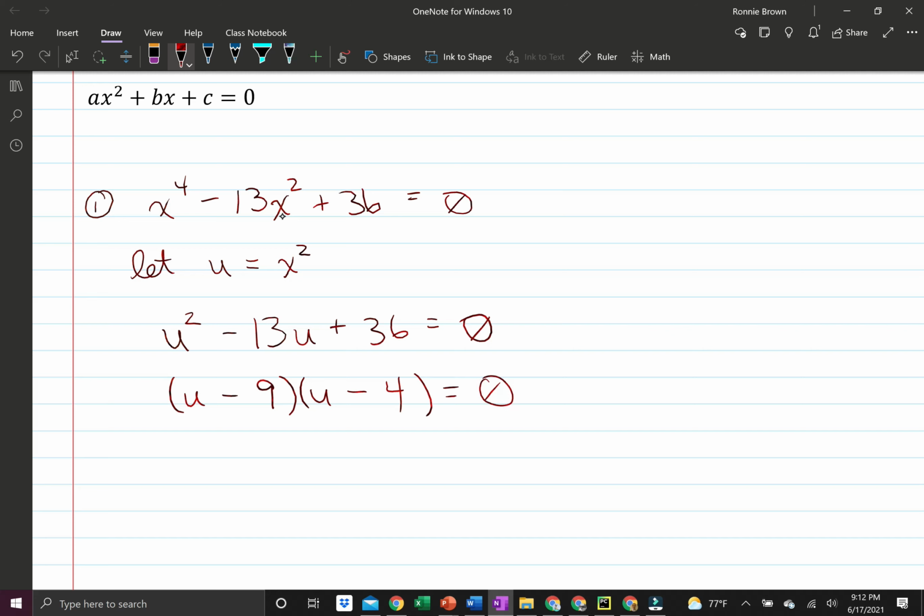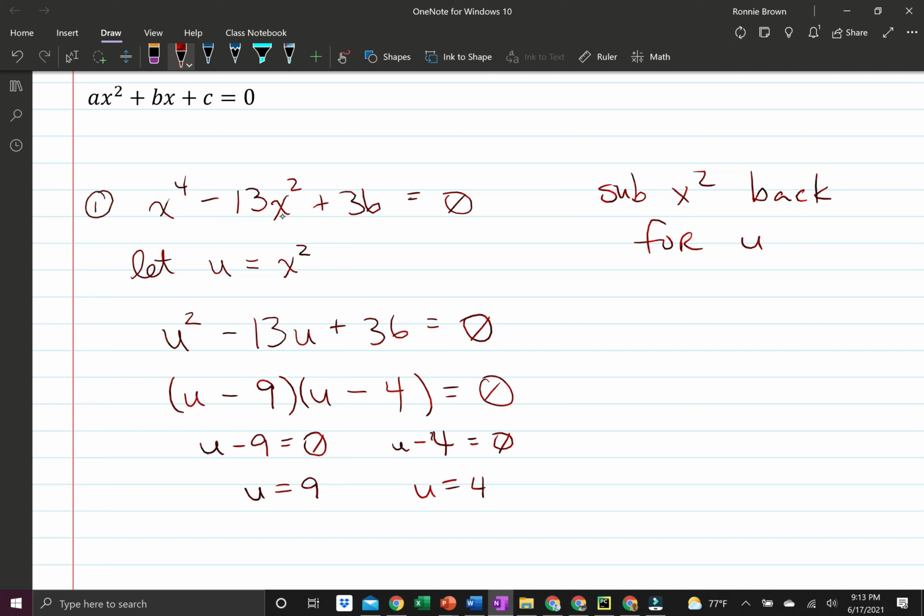Alright, the next thing we want to do here is go ahead and sub x squared back for u, right? Because we've solved for u. Our original problem had x's in it, and we had substituted u for x squared. So we're going to substitute x squared back in for u. So instead of u equals 9, we'll say x squared equals 9. Instead of u equals 4, we substitute the x squared back for u: x squared equals 4. Well, I'm sure you're looking at this and saying, okay, I can just go ahead and use the square root property to solve these two, right?